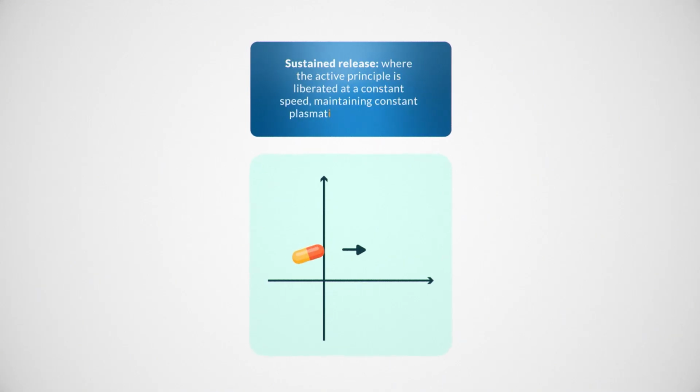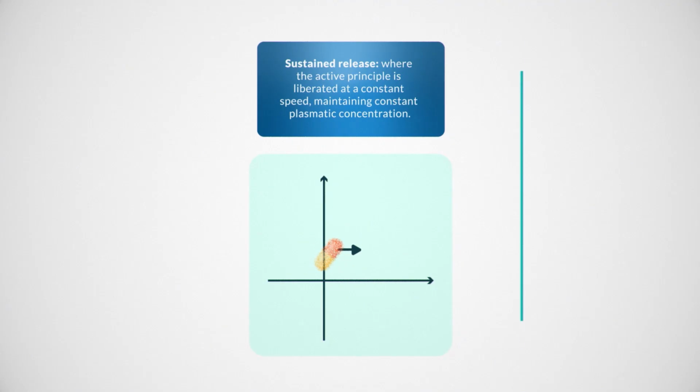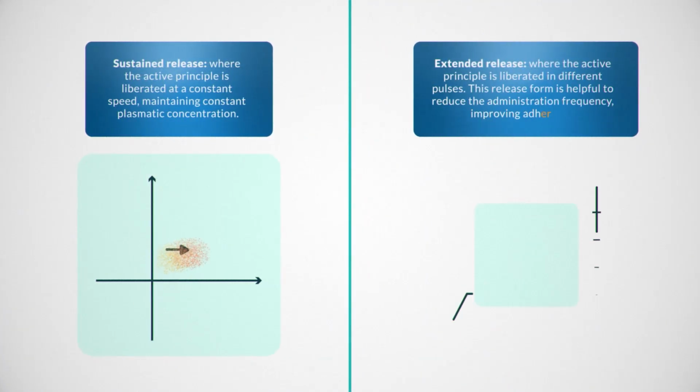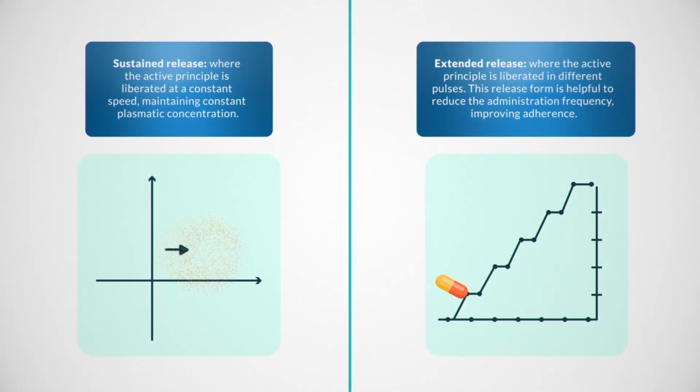And controlled release, where the liberation occurs gradually over time, prolonging the therapeutic effect. It can be sustained release, where the active principle is liberated at a constant speed, maintaining constant plasmatic concentration. And extended release, where the active principle is liberated in different pulses. This release form is helpful to reduce the administration frequency, improving adherence.